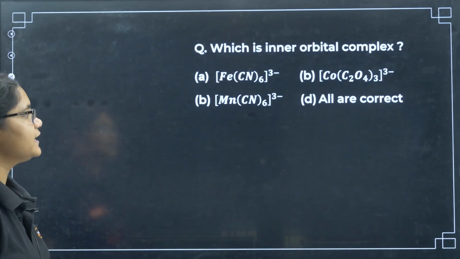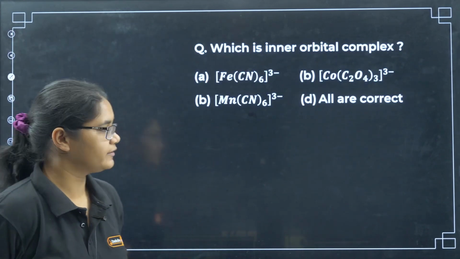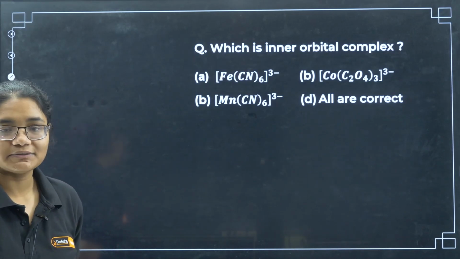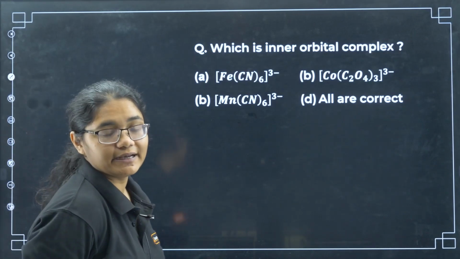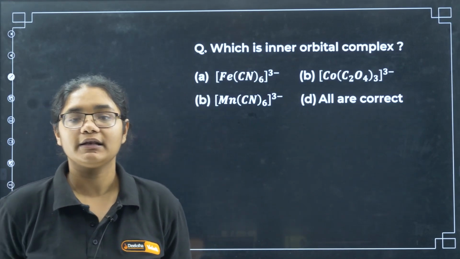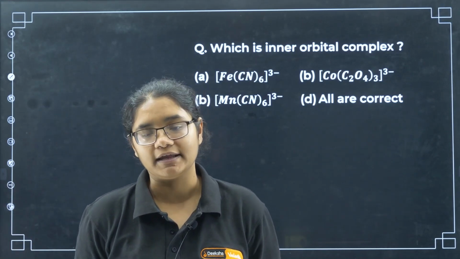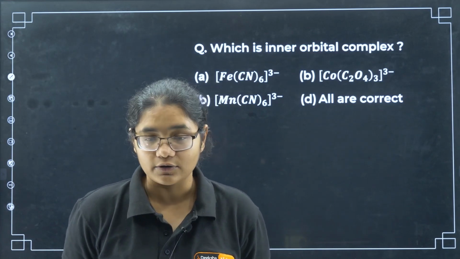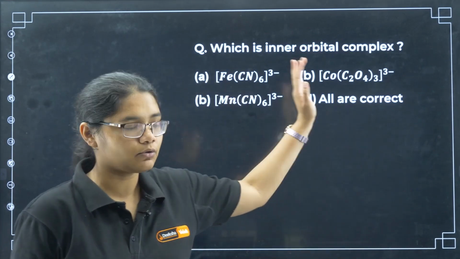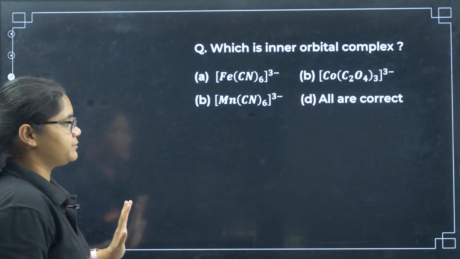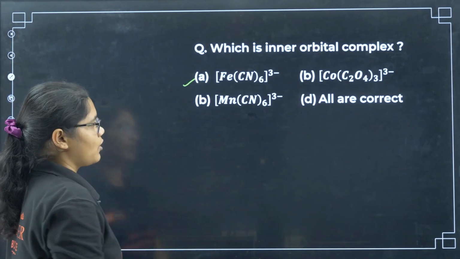Next, which is an inner orbital complex. So generally you should be knowing that for inner orbital complex we generally need a strong field ligand. If we have a strong field ligand, then we will get inner orbital complex, and if we have a weak field ligand, we get outer d orbital complex. But this is generally, not in every case. So I will be showing you all these options. Fe(CN)6 just now we saw, that is d2sp3, so yes, it is an inner orbital complex.